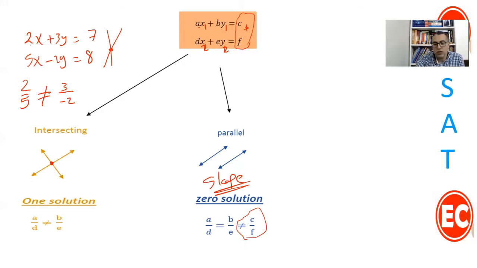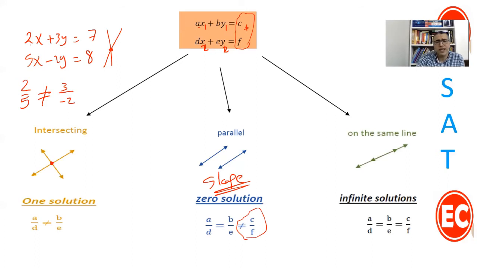There is no solution. The third case: you divide a and d, b and e, c and f, and it gives you the same ratio. If it gives you the same ratio, it means that the two lines are coincident, or congruent. And in this case, there is not only one solution, there are infinitely many solutions.